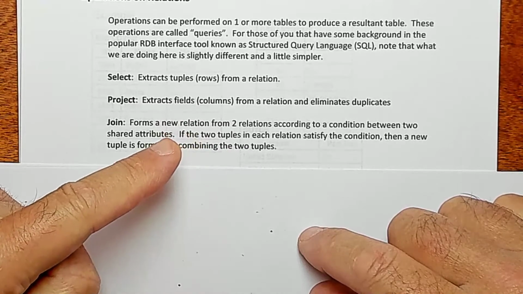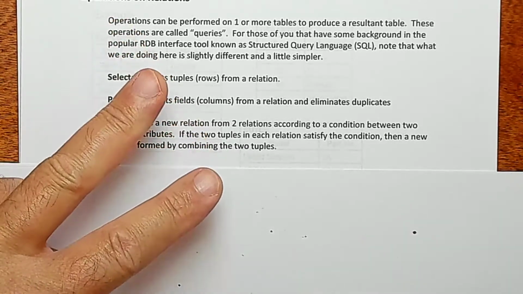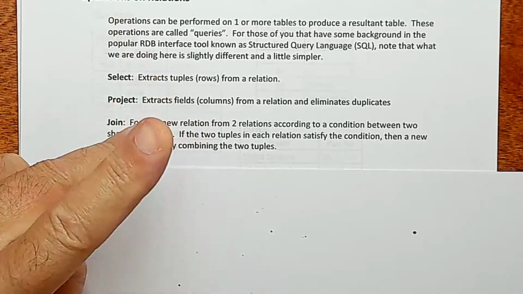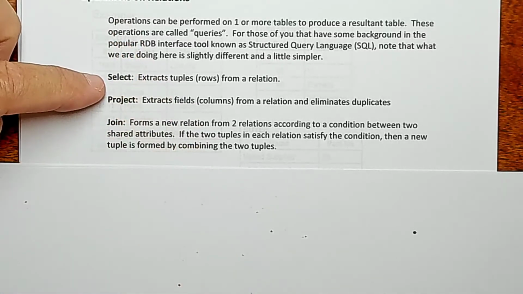So we call that a unary operator. And then we're going to have relations that are binary relations. That is, the operands are two tables. So we call that a binary operation. So these are the three operations.